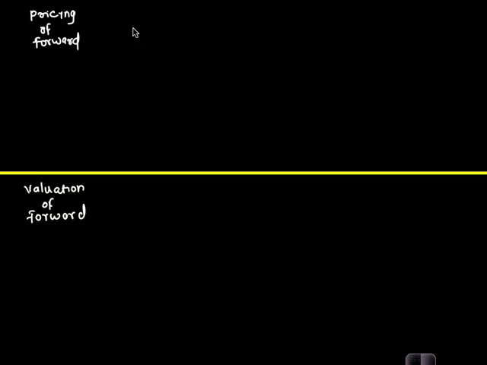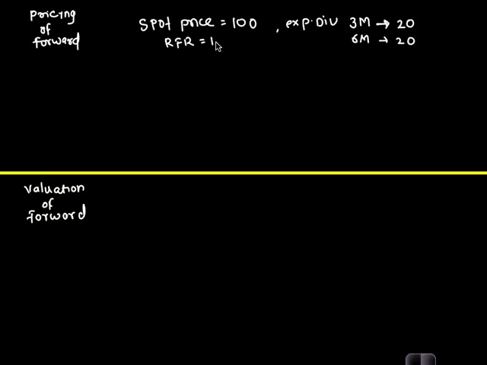So let us say we have a spot price right now of 100. Then we have expected dividend in 3 months of 20, and in 6 months to be of 20. So we are expecting 2 dividends, one in 3 months, one in 6 months. Risk-free rate of return is 10%. We want to price this particular forward.